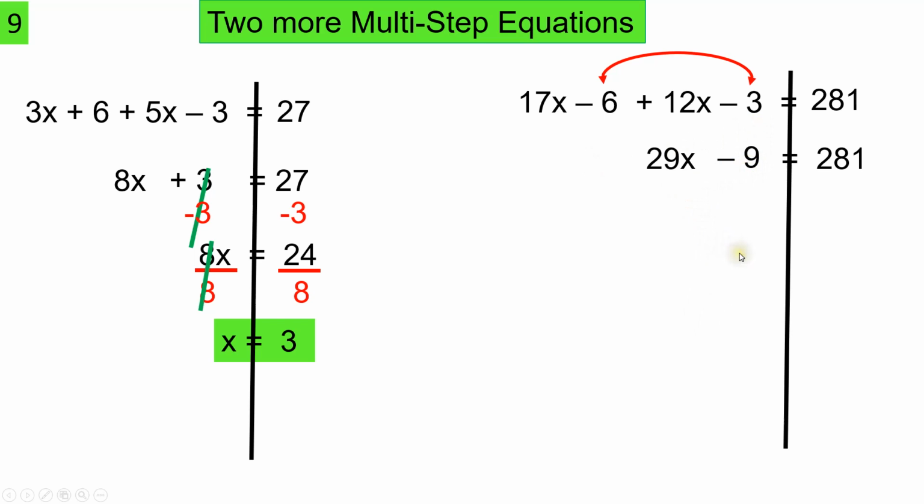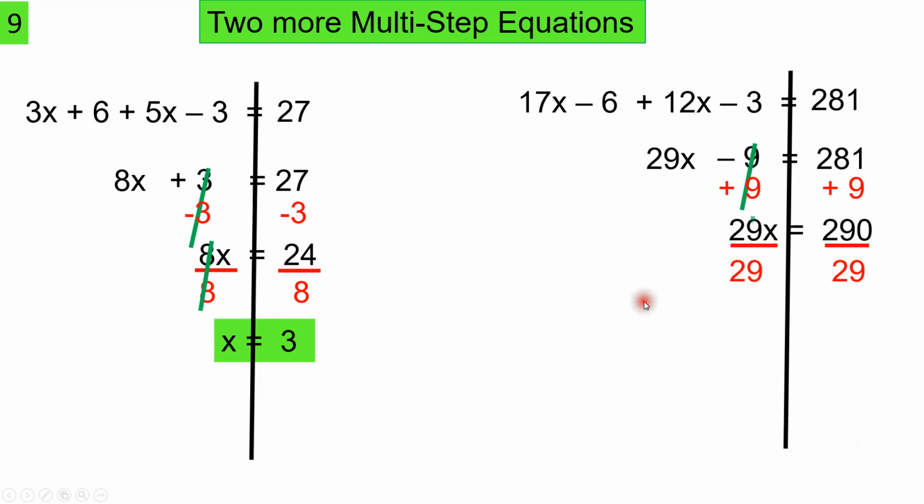This is a two-step equation, got to get rid of the lonely guy. Add 9, right? Okay, cancel him out or make him 0. And then we're down to the last step. Okay, 29, you divide by 29, that becomes 1. 1x is equal to 10. Yay, thank you very much, very good.